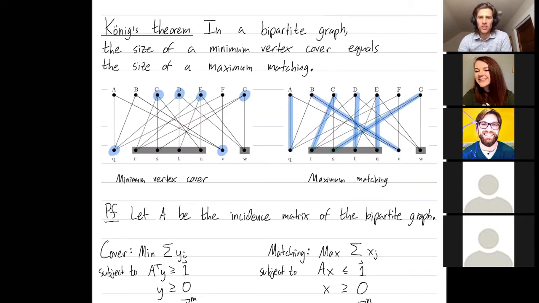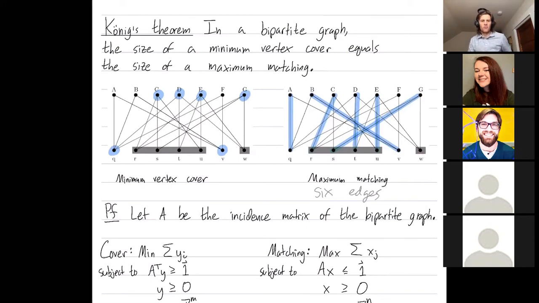So in a maximum matching, you try to include as many edges as possible. I've included all the ones in blue, subject to the constraint that every vertex can only be connected to one edge in your matching. Okay, so I couldn't, for example, add in this red edge because then vertex E would be connected to more than one edge. So in this matching, I have 6 edges. And it turns out that's the best you can do.